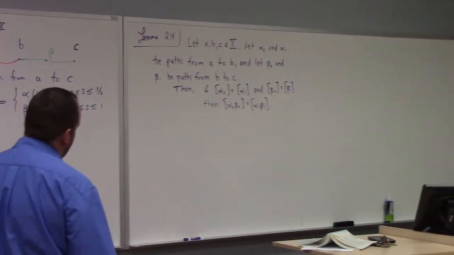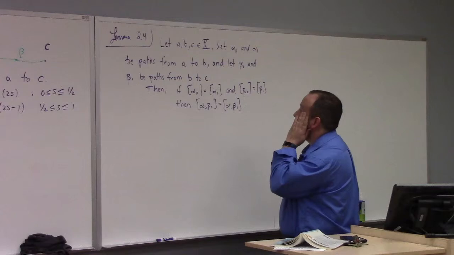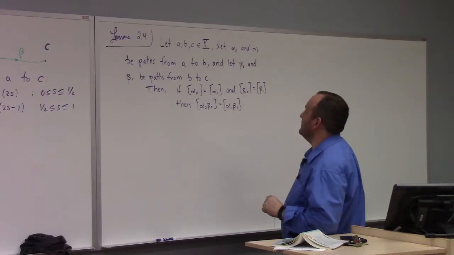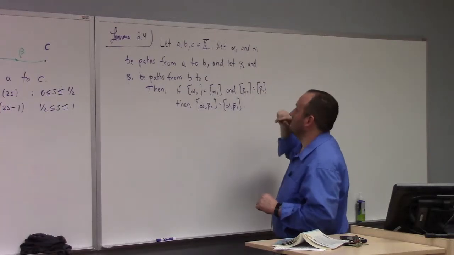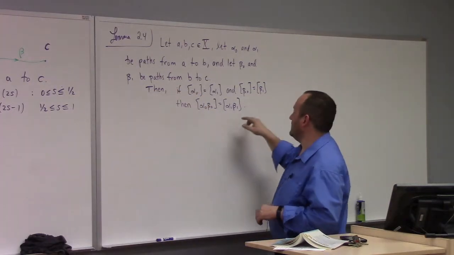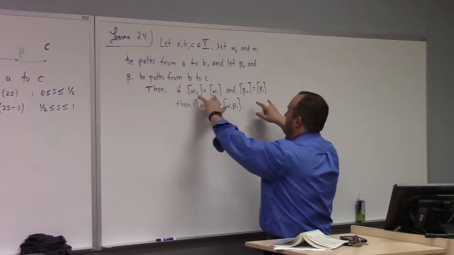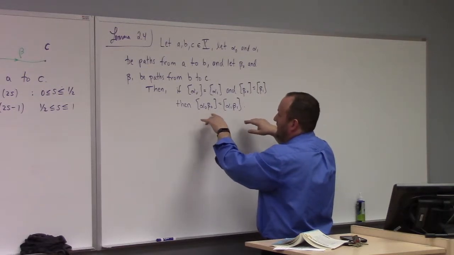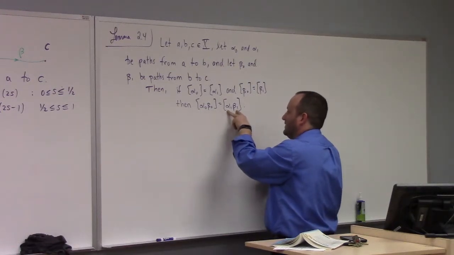So lemma 2.4: we have A, B, C points in a topological space, and alpha naught and alpha 1 are two paths from A to B, and beta naught and beta 1 are two paths from B to C, such that they're each homotopic. Alpha 0 is homotopic to alpha 1, beta 0 is homotopic to beta 1. Then lemma 2.4 says that the product of alpha naught beta naught is, well, not equal, but homotopic, right?